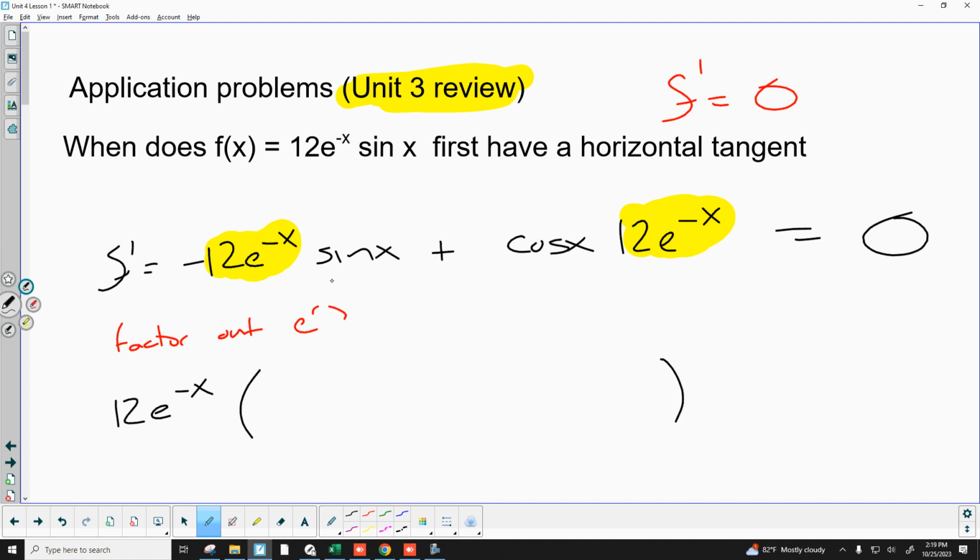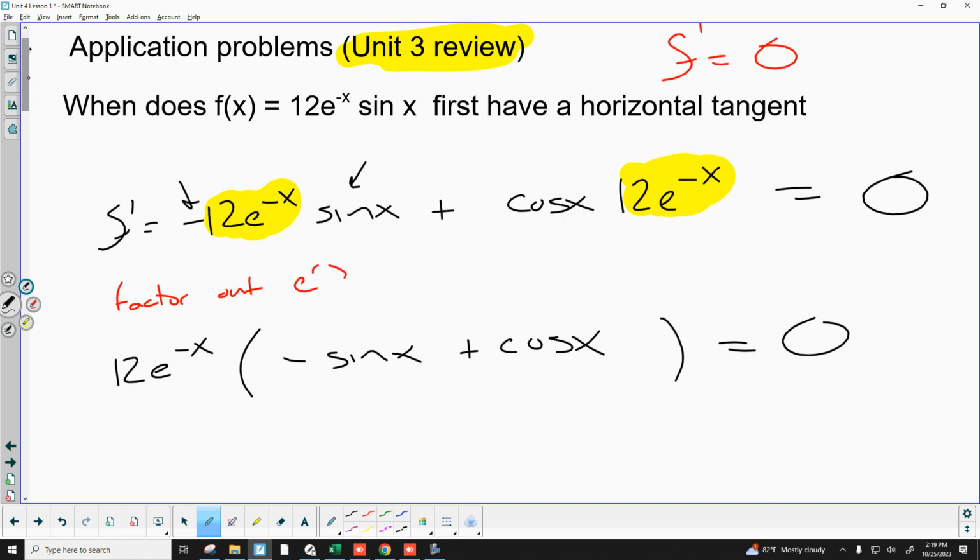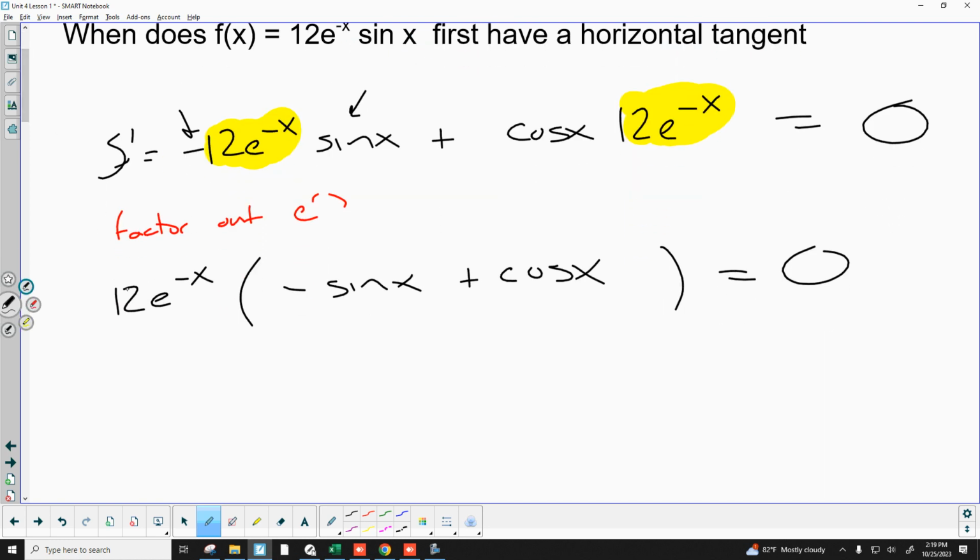What's left from the first guy is the negative and the sign. What's left from the second guy is the cosine. Okay, so at least this is easier to look at. But now we have to talk about the fact that we have a product set equal to 0. We need to figure out when this equals 0 and when that equals 0.